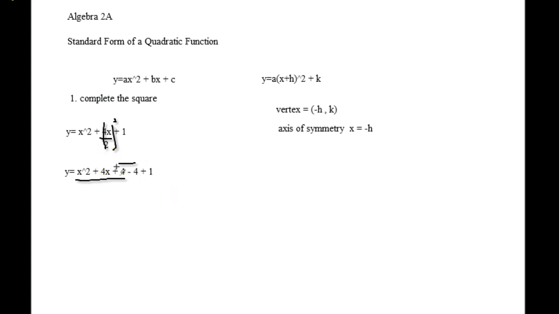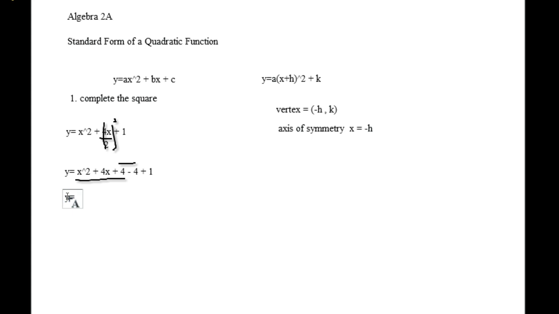So adding 0, totally okay. You could add plus 50 and minus 50, but you'll see why we did plus 4 and minus 4 in a sec. So we're going to focus on this trinomial and we are going to factor it.